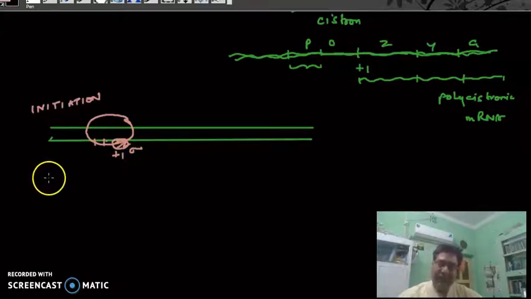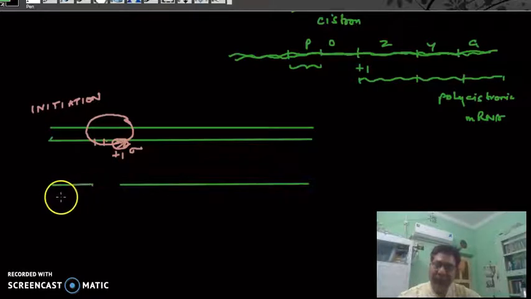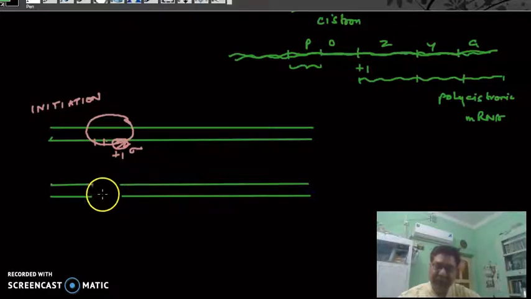So what will happen next is that this part of the DNA will get melted because it is AT rich also. You know that the promoter region has the TATA box, so it is AT rich. It will melt like this.